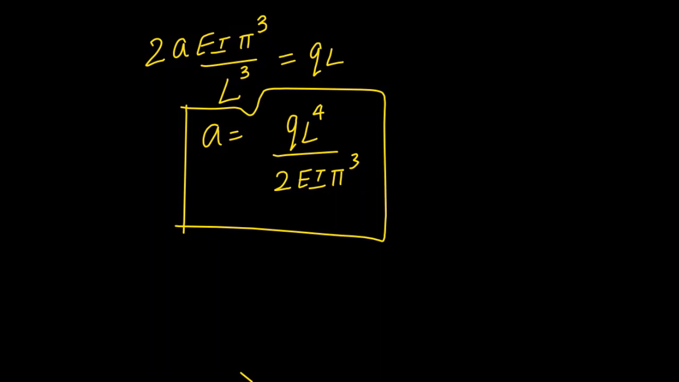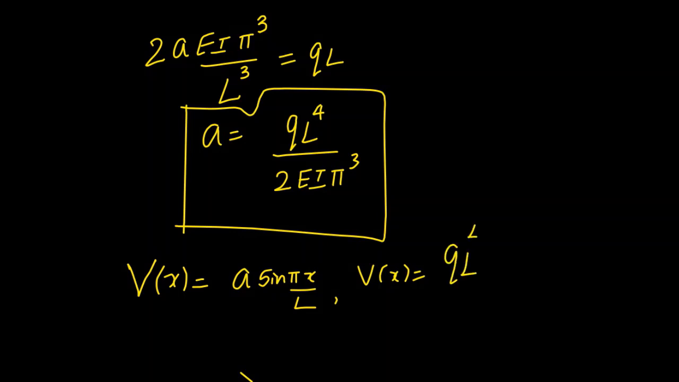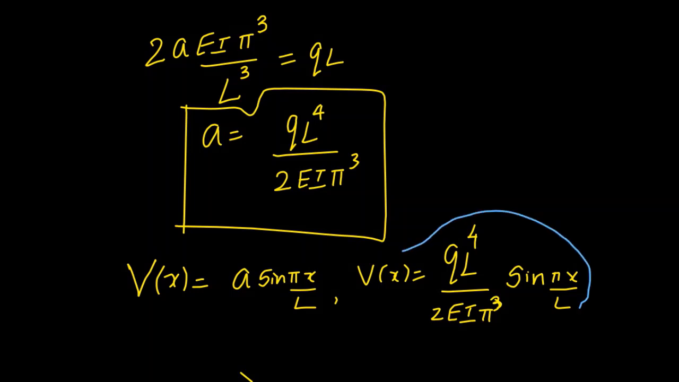Okay. In the next step, I'm going to substitute the value of v of x is equal to a sine pi x over L. So that is the equation. So v of x is equal to, if you substitute the value of a, QL raised to the power 4 over 2 EI pi cube into sine pi x over L. So that is the solution to this problem.